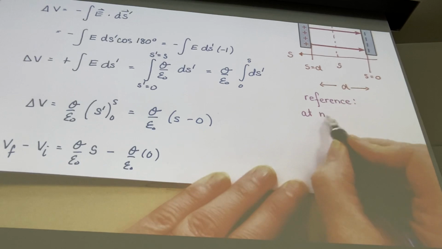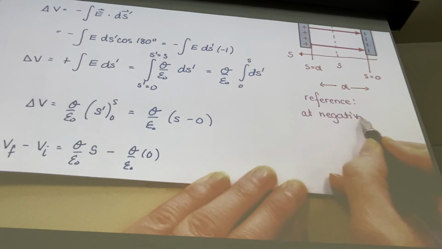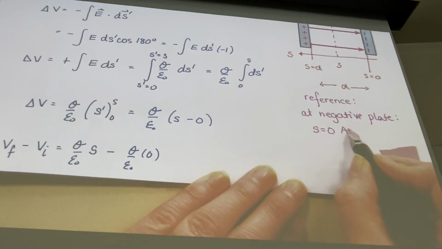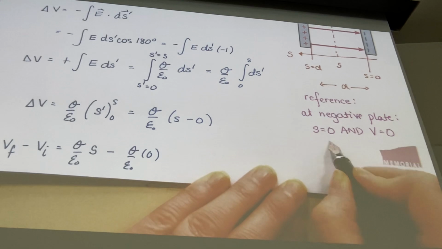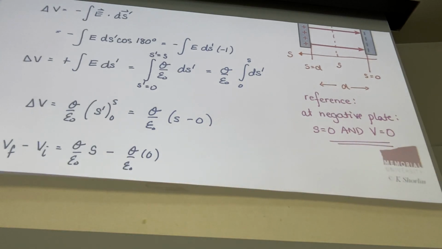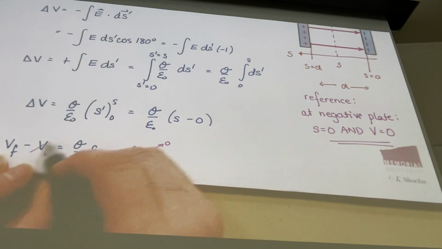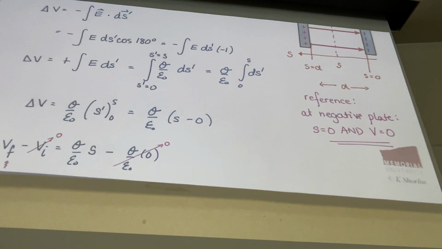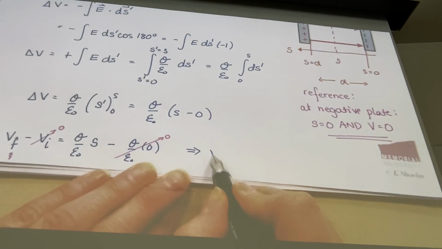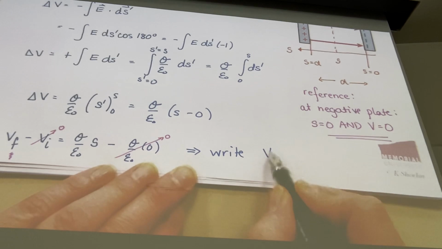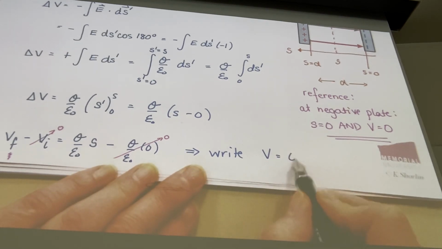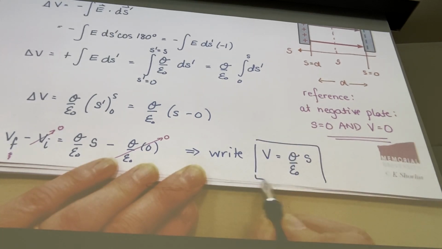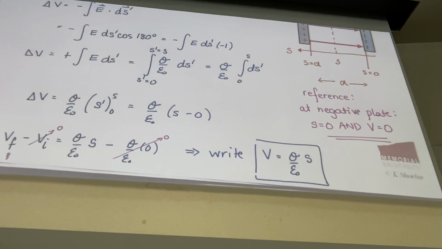So at the negative plate, s equals 0 and V equals 0. So this bit is 0, this bit is 0. And then typically we just drop that f right there and we write the potential between the plates of a capacitor is sigma over epsilon naught times s, where s is your distance measured relative to the negative plate.